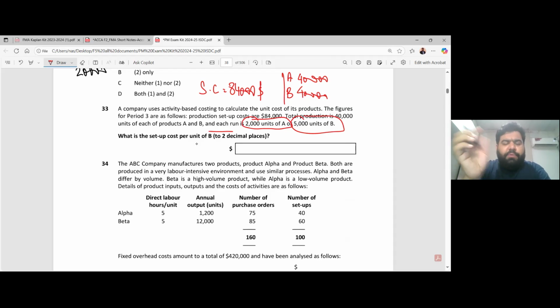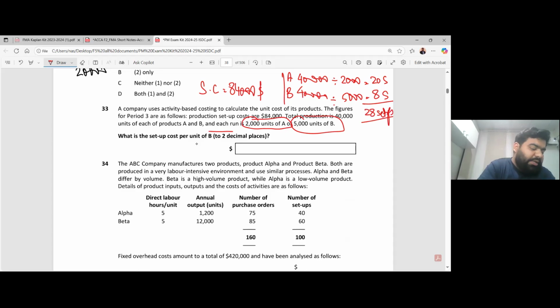We know that if units per setup is given, it means to calculate the total number of setups, just divide by the units per setup, as we have done before. So divide by 2,000 and divide by 5,000. So it's 20 and it's 8. Means 20 setups here, 8 setups here. Total is 28 setups. 20 plus 8, 28 setups.